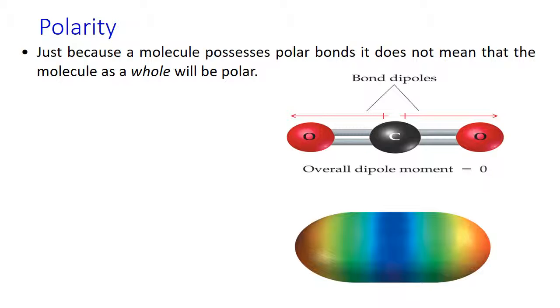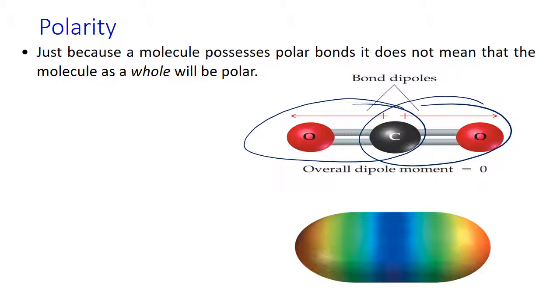So in terms of polarity, just because a molecule possesses polar bonds, it does not mean that the molecule as a whole will be polar. So the example here we have is carbon dioxide. The C=O double bonds are both polar bonds. However, the two dipole moments cancel out because they're going in opposite directions. So it's kind of linked to vectors like we have in physics. Because those two dipole moments cancel out, the compound as a whole, carbon dioxide, is going to be non-polar.